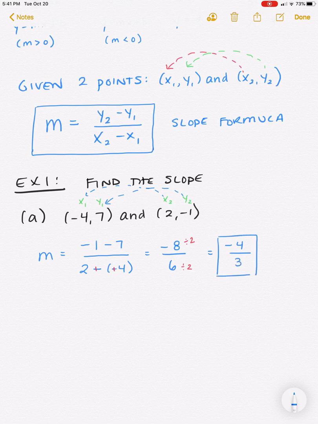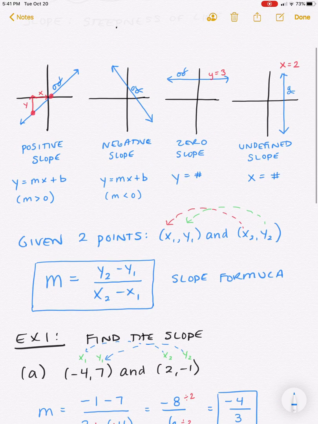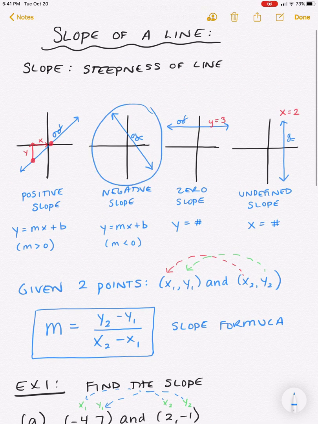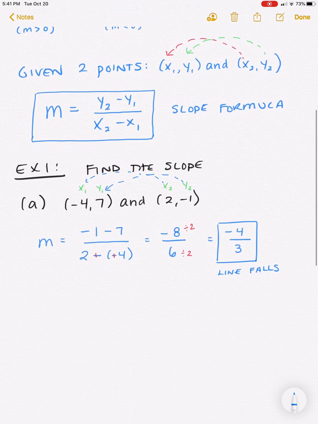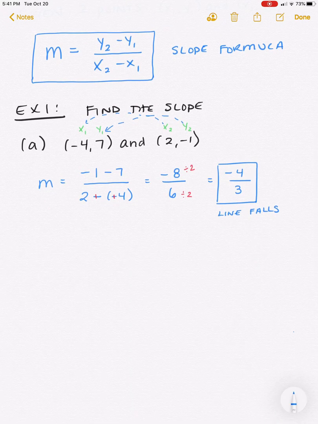And so what we have right here is our line. It's a negative slope. We're going to have one of those lines that falls downwards, as we saw right here up in this example. These are the takeaways from part A. We write our slope as a reduced fraction instead of writing it as a decimal or leaving it as -8 over 6. Let's leave it as a fraction. Let's make sure we reduce it. Let's do one more example.